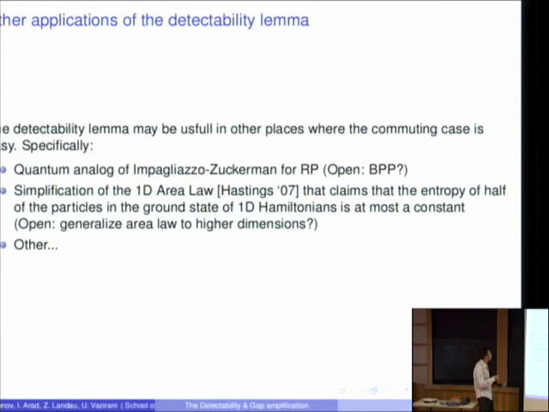So let me just conclude by saying that the detectability lemma has some merits on its own. In particular, we can prove an analog of the Impagliazzo-Zuckerman RP amplification, also a quantum version of that. We still don't know whether it is possible for BPP. It allows for a great simplification of the proof of the one-dimensional area law due to Hastings, which tells you that if you have a one-dimensional local Hamiltonian system, then if you look at the ground state and you chop it into two, the entropy of each part is at most a constant. So this was a very important result. But if you use the detectability lemma, you can greatly simplify it.